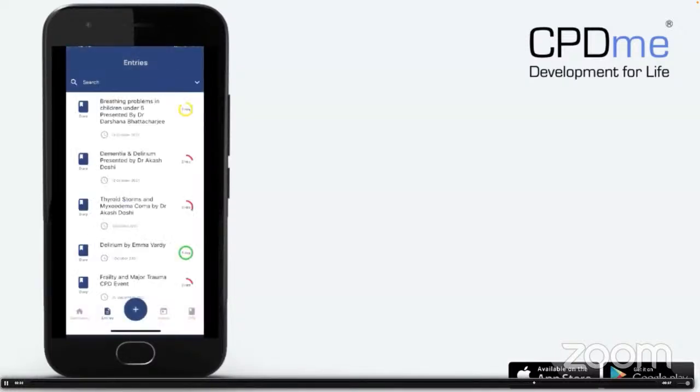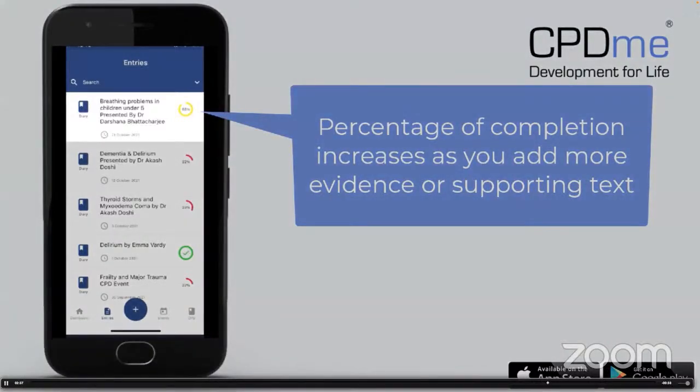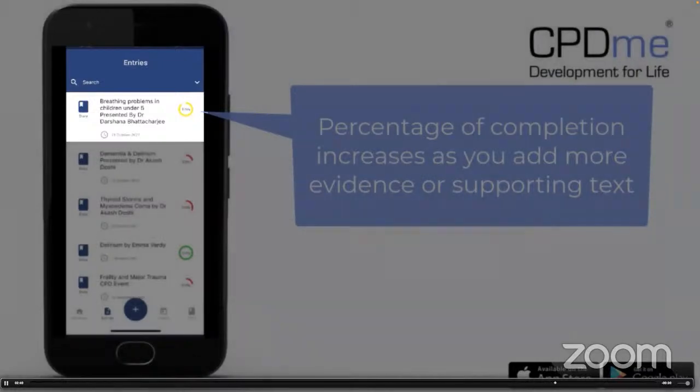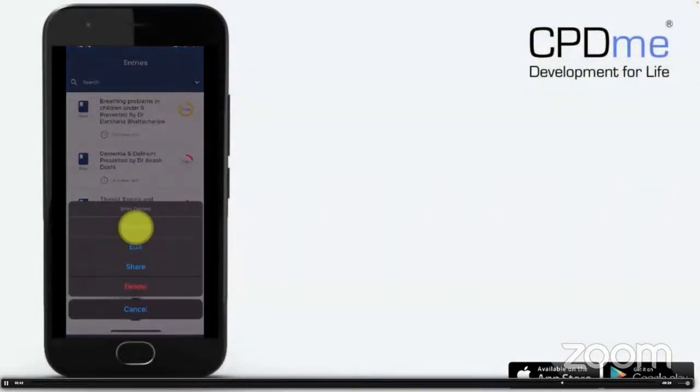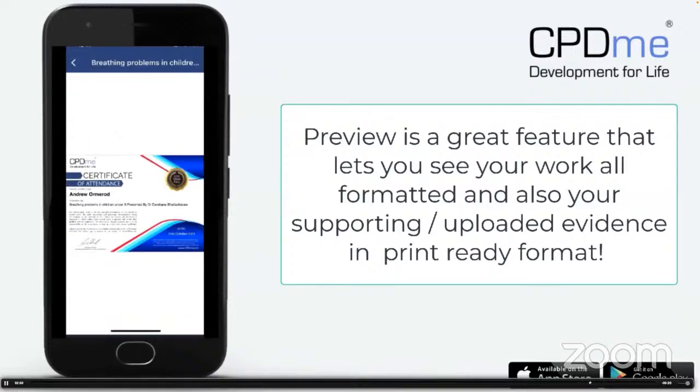Once I've done save and submit, actually you can see at the very top there, I've got my entry. It's 88% complete, 1 hour of CPD. If I click on it and click preview, you can see a print ready copy of my diary entry. What have I done? Why have I taken part? How is it going to change my practice? And if I scroll up, you can see my certificate.